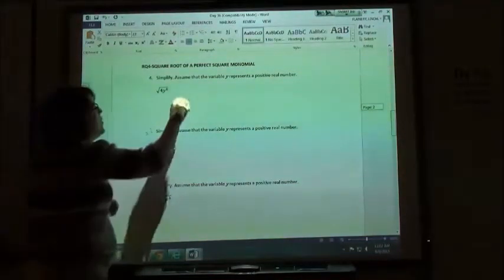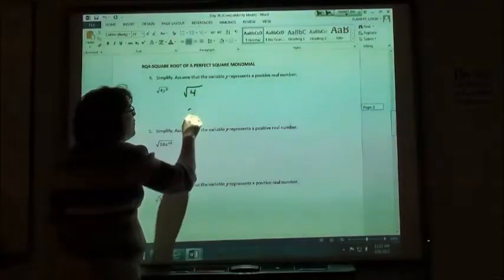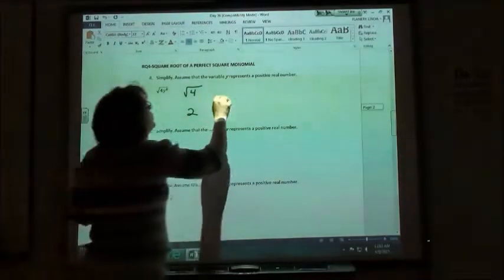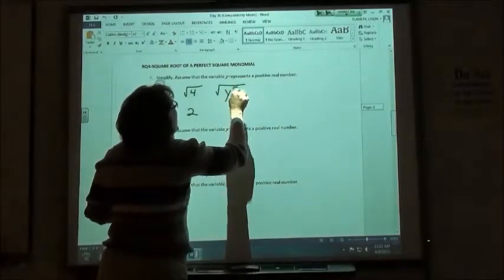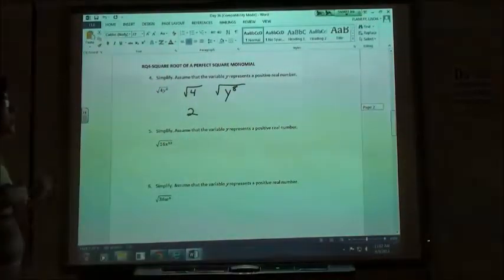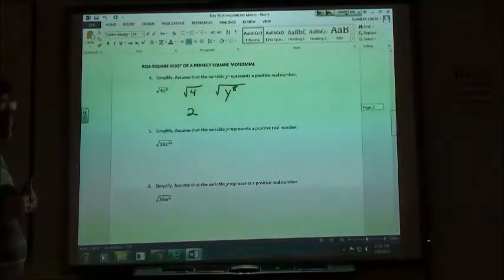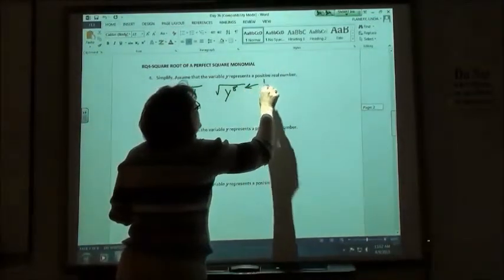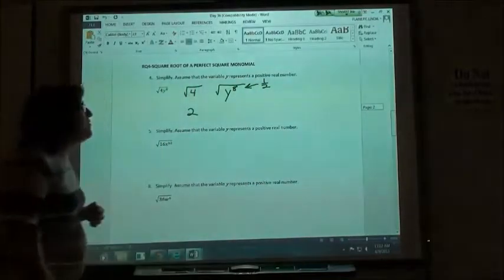Well, I would do the square root of 4. The square root of 4 is 2. 2 times 2 is 4. When I do the square root of y to the 8th, I'm trying to figure out, well, what times what gives me y to the 8th? What happens is because I add my exponents, I have to take half of that.